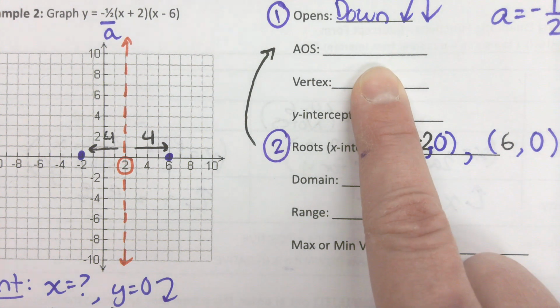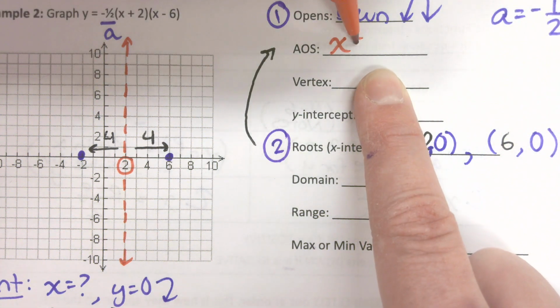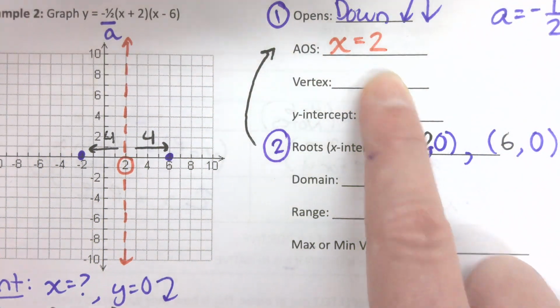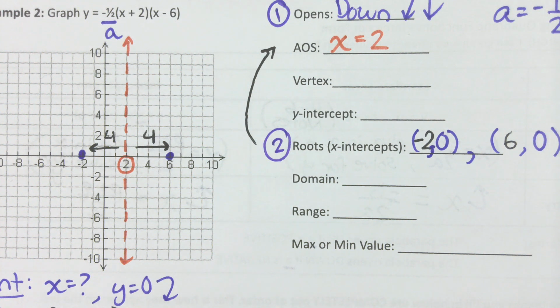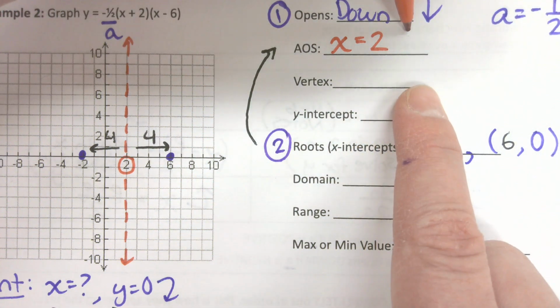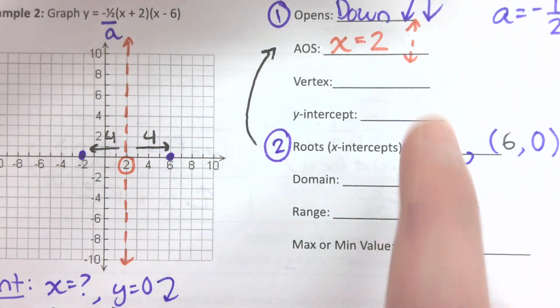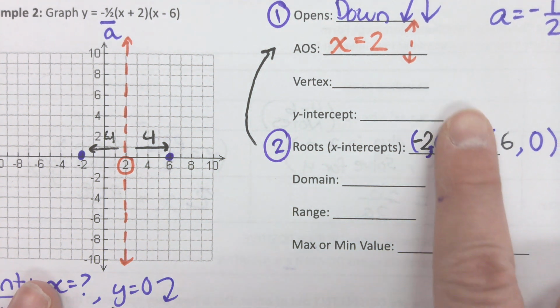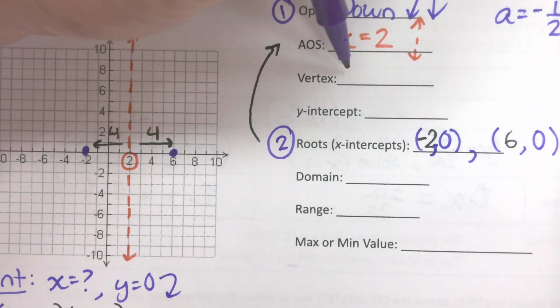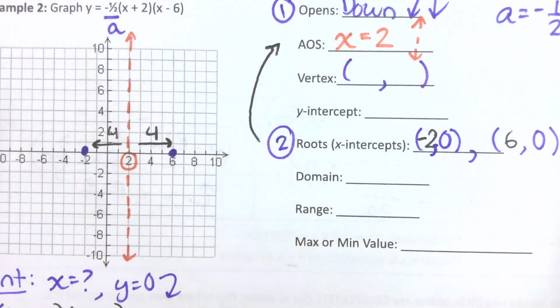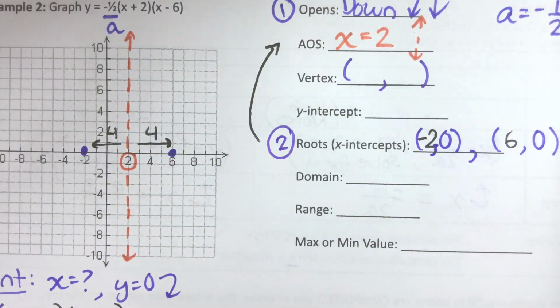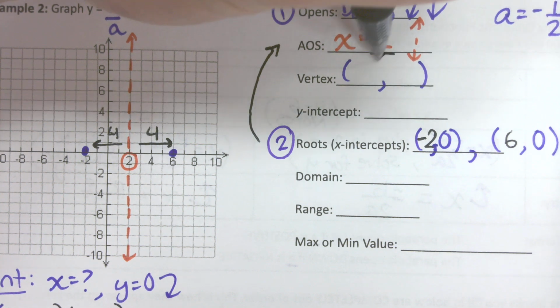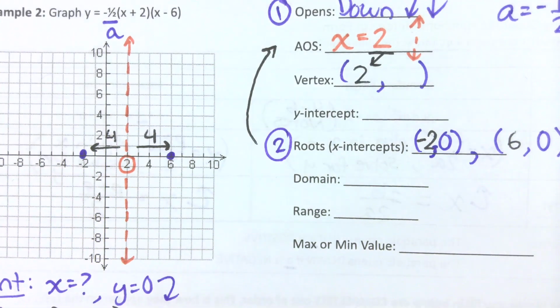We're going to write the equation in the blank. X equals 2, the number I circled, that will lead me straight into the vertex. The vertex, I already know the x value. It literally says x equals 2, so I'm going to bring the 2 down, put it in the x's spot.